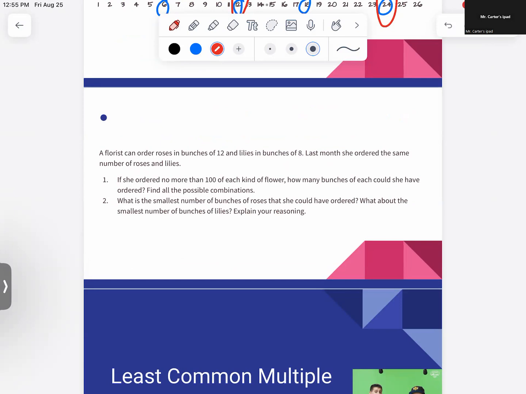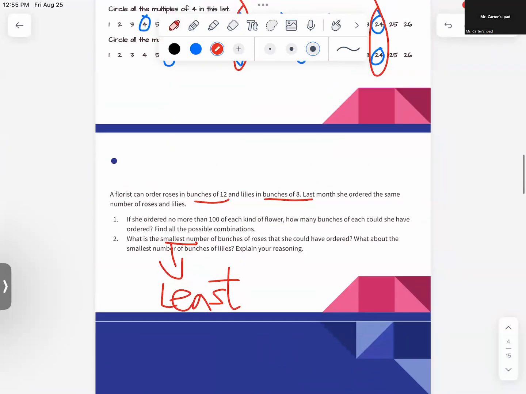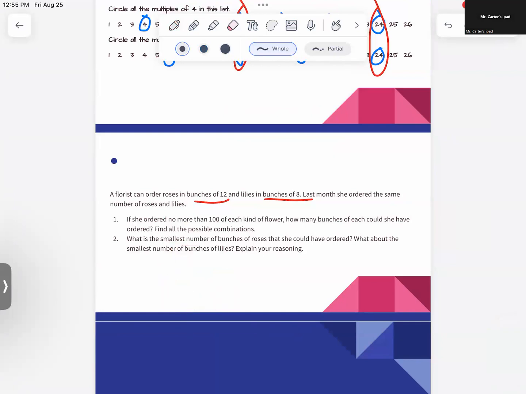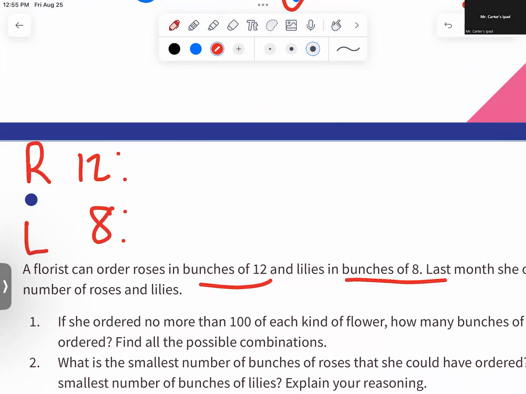And explain our reasoning. So when we're talking about these two things and how they can be multiplied out and what the smallest number is, smallest is like least. So we're going to have the least common multiple is what we're working on here. On this particular example, you need to take the roses, and they're in bunches of 12. Lilies are in bunches of 8. So I'm going to put roses right here, lilies right here. Then we'll list out the multiples of them up to 100.